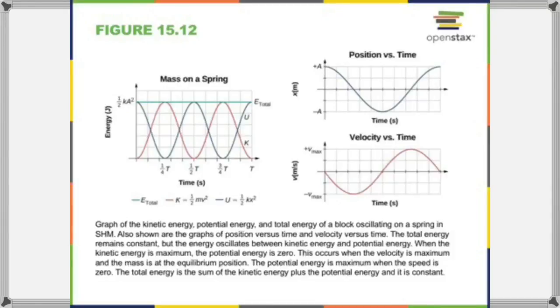Position versus time, take a look at this one, please. Do you notice the difference between the position time graph and the velocity time graph? And tell me why. Why are they shaped differently? The position starts at maximum while the velocity starts at 0. Because velocity is a sine function. What formula did you get for velocity? You got minus a omega sine of omega t plus phi, didn't you? Are you with me?